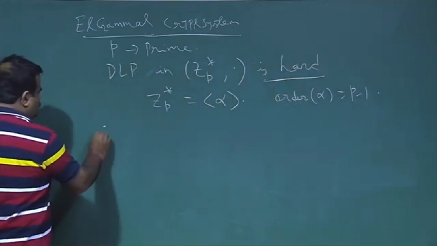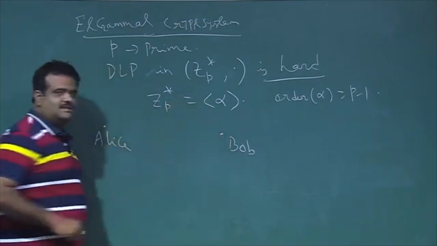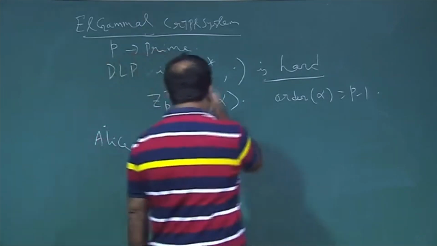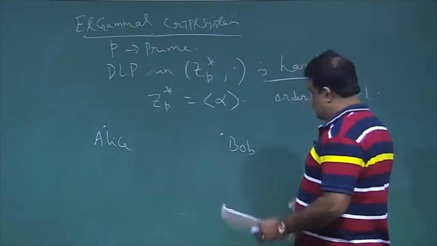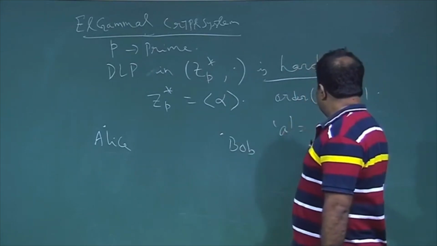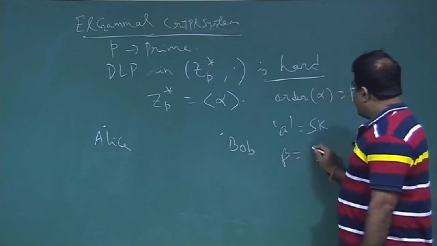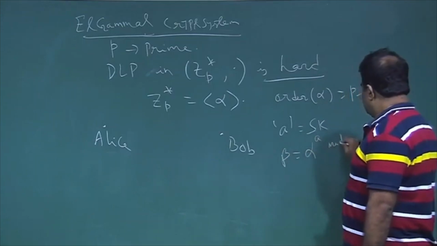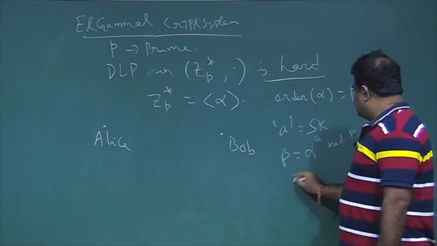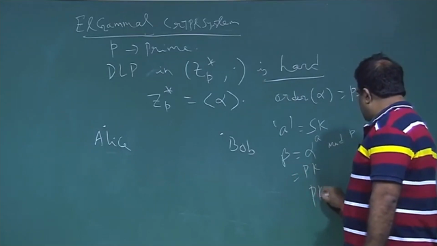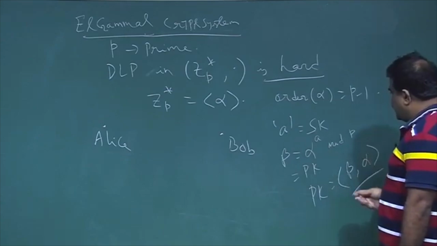Now, what are the keys? Alice is communicating with Bob. In the key generation algorithm, Alice wants to send a message to Bob, so the key generation is done by Bob. Bob has this group Z_p star, and Bob chooses a, which is Bob's secret key, and computes beta, which is alpha to the power a mod p. So a is secret and beta is public. The public key of Bob consists of beta, alpha and obviously p, since the group must be known, and the secret key is a.